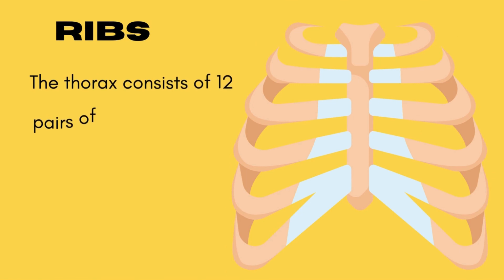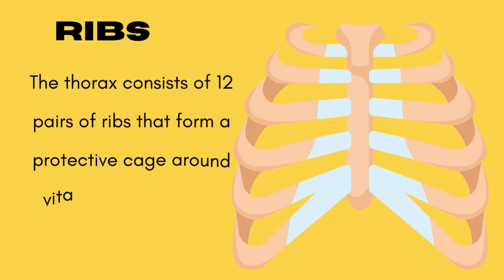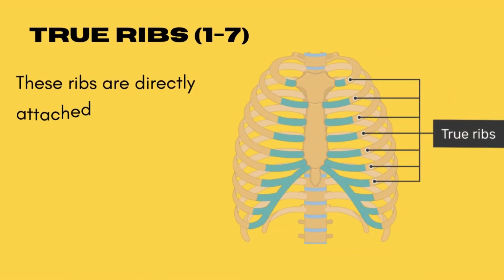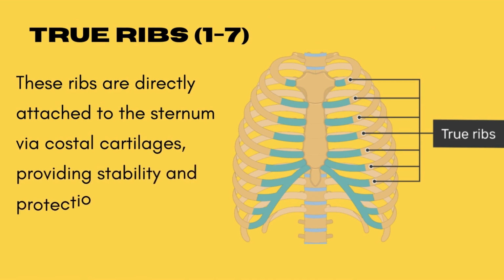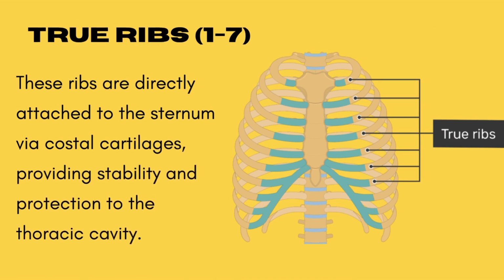Ribs. The thorax consists of 12 pairs of ribs that form a protective cage around vital thoracic organs. True ribs, 1st to 7th ribs. These ribs are directly attached to the sternum via costal cartilages, providing stability and protection to the thoracic cavity.